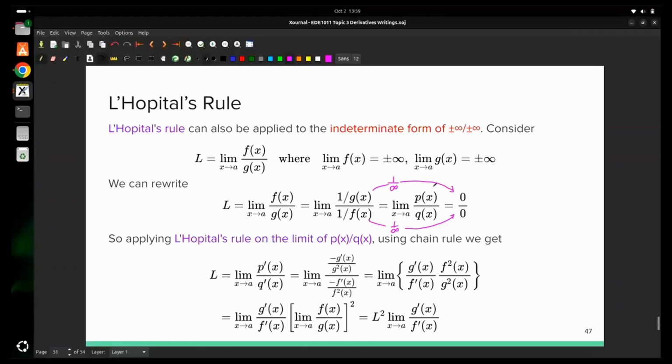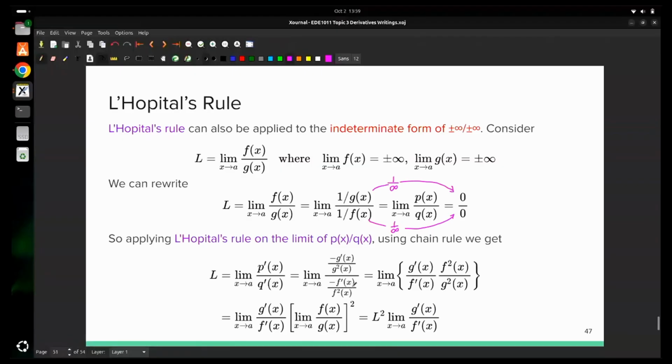But because P is 1 over G, I have to use the chain rule, which is going to give me minus G prime over G squared. Because this is 1 over G, when you differentiate you get a G squared at the denominator, then the chain rule gives you G prime. Same goes for F, or same goes for Q.